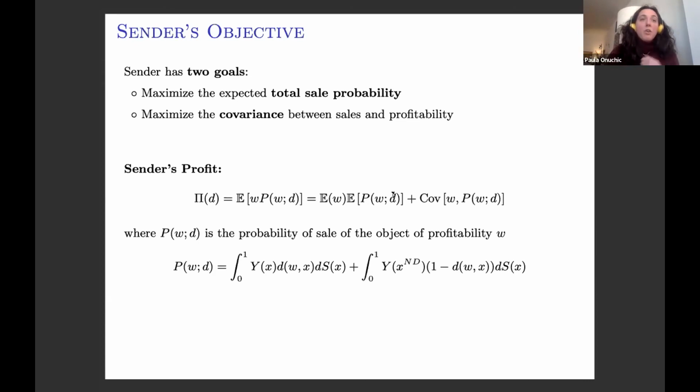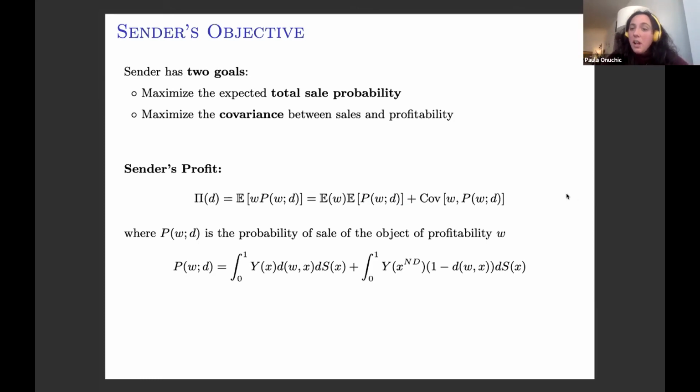On the one hand, what the sender wants to do is maximize overall the probability that this object gets sold, whichever the profitability is. On the other hand, he wants to maximize the covariance between the profitability of the object and the probability that the object gets sold. I guess this is a pretty clean way to think about this: the sender has this sometimes conflicting objective of maximizing both the overall probability of sale and also the covariance. So sometimes I might be willing to give up on the overall probability of sale if that means maximizing the covariance.